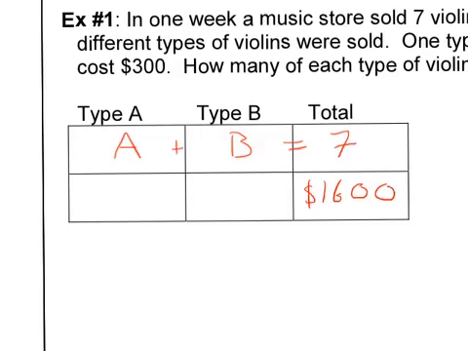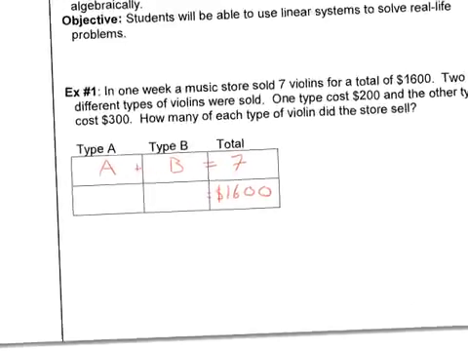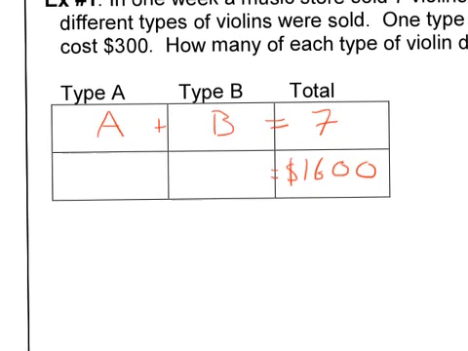So total is $1,600. And they said the first type of violins cost $200 each, so let's just make that my A. So 200 times A represents how much money I brought in from the first type. And the second type is 300 times B, because they said those are $300 each. Set this thing up, and now I have 2 equations. I have A plus B equals 7, and 200A plus 300B equals 1,600.